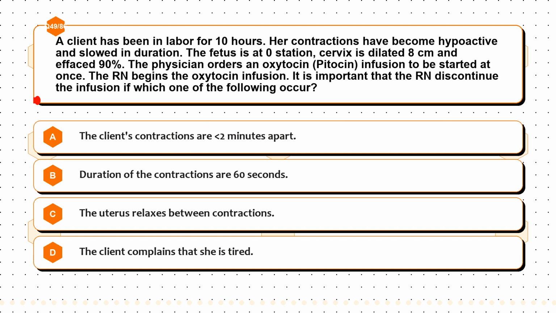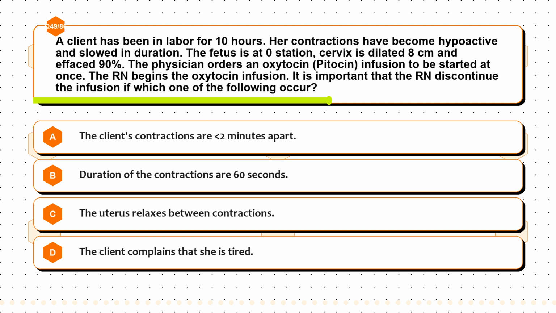Question 49. A client has been in labor for 10 hours. Her contractions have become hypoactive and slowed in duration. The fetus is at 0 station. Cervix is dilated 8 cm and effaced 90%. The physician orders an oxytocin-Pitocin infusion to be started at once. The RN begins the oxytocin infusion. It is important that the RN discontinue the infusion if which one of the following occur?